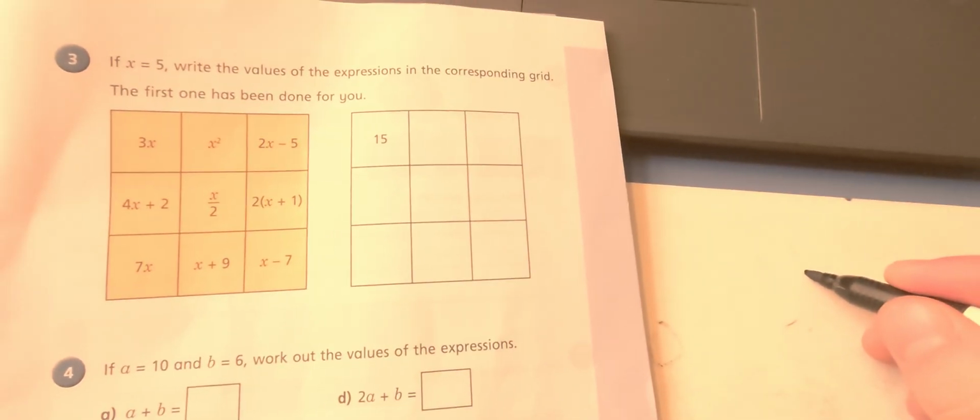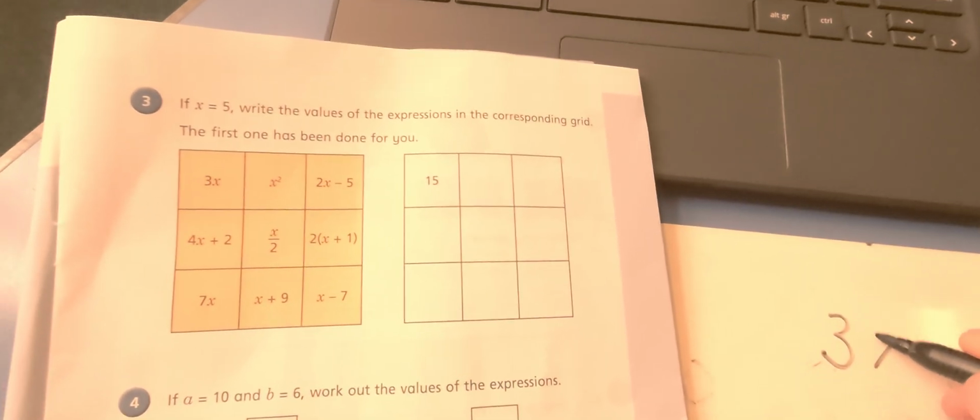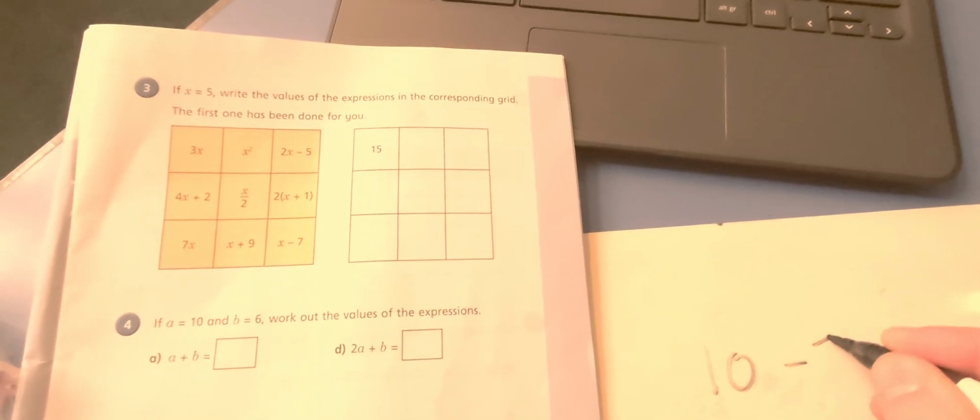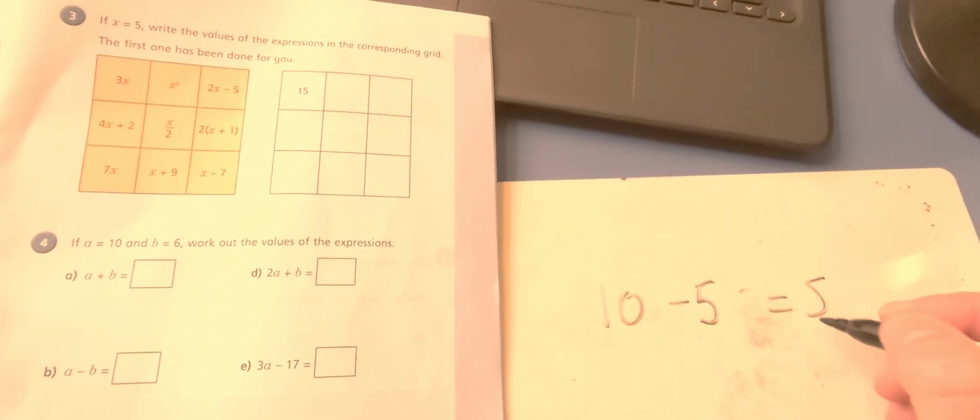So this one, the first one, is 3 times 5. 3x's, 3 5's, which equals 15. That's where they got that one from. This one, x squared. Well, let's just replace the x with a 5. That's all you're doing. You're replacing the x with a 5. 5 squared. Hopefully you know what 5 squared is. I'm not going to give you the answer. I'll let you work that one out yourself. 2x minus 5. Well, x is 5. 2x is a 10. Minus 5 equals 5.